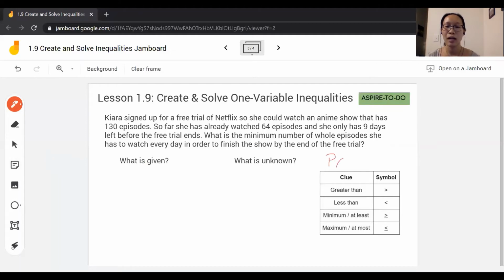I'm going to write PACE here so we can keep track of each of our steps. So the P, preview, is finding out what the question is asking. So I found the question mark, and I'm going to underline the question. What is the minimum number of whole episodes she has to watch every day in order to finish the show by the end of the free trial? Next, I'm going to annotate.